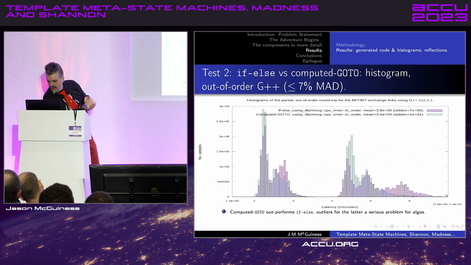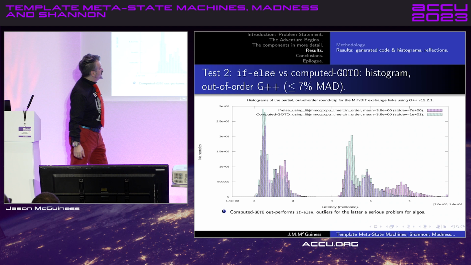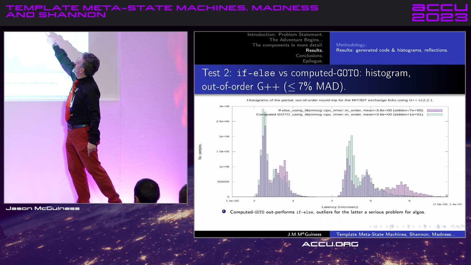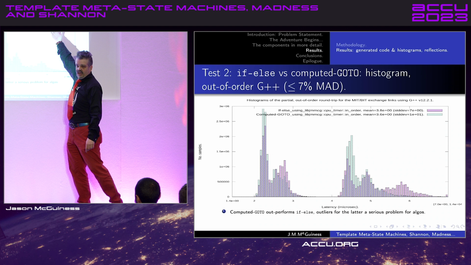GCC, still GCC. And this is the out of order rather than in order. And we can see there's actually quite a big difference. Look. This is why looking at the histograms is vital. There's our statistics, yeah? The mean is, well, that's within the standard deviation. There's no statistical difference in performance from the simple mean and standard deviation measure. But if we look at the histogram, that's a big difference.